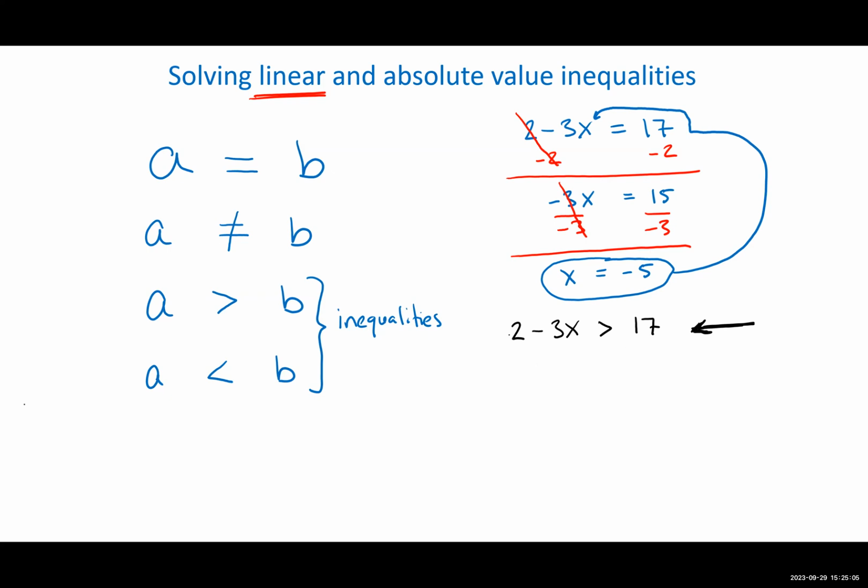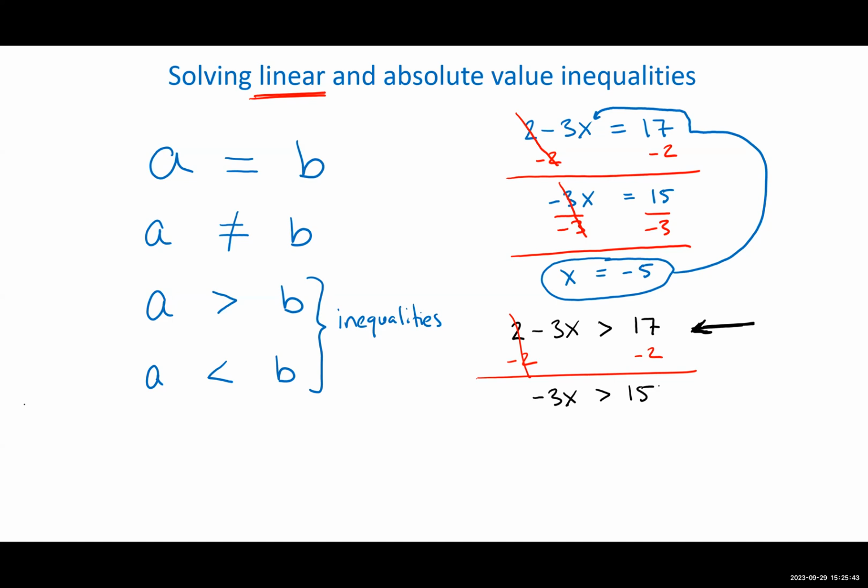Now we would solve for x using the same steps. We would subtract 2 from both sides, then we would divide both sides by -3. We would isolate our x, getting an x on one side and a -5 on the other side, just like we did with the equation. So we do a -2, a -2. The -2's cancel. We've got -3x is greater than 15. And now we would divide by -3.